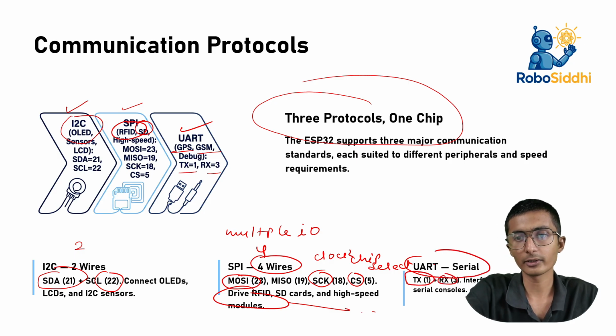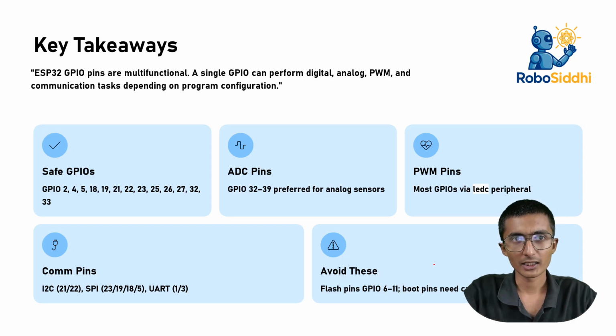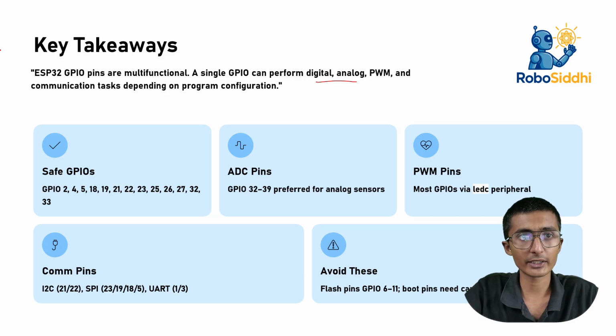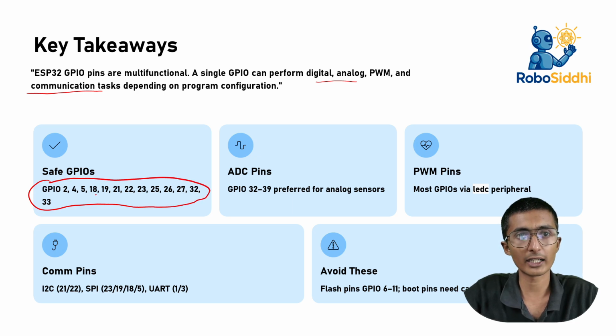Alright, now let's talk about another slide. Let's talk about the conclusion. ESP32 pins are multifunctional. They can be used as digital, analog or PWM. Also, they can be used for communication tasks as well. Then safe GPIO pins are there. If we are going to make any kind of program, we will try to use those pins: GPIO 2, 4, 5, 18, 19, 21 and these pins.